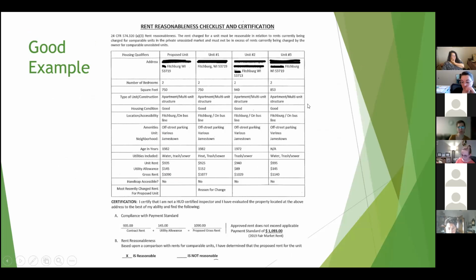This is a good example where, in this situation, they had the preset units, and then they just put in the proposed unit. And then down here in the payment standard, it shows it exactly, and it shows that it does not exceed the payment standard. So this is an ideal example of rent reasonableness. Any questions on that?